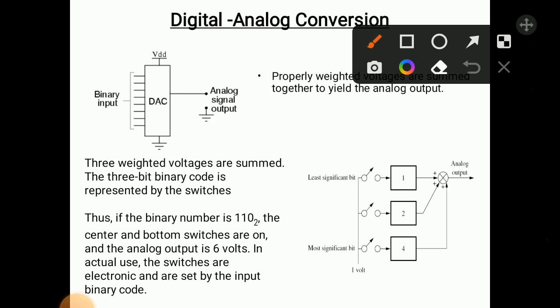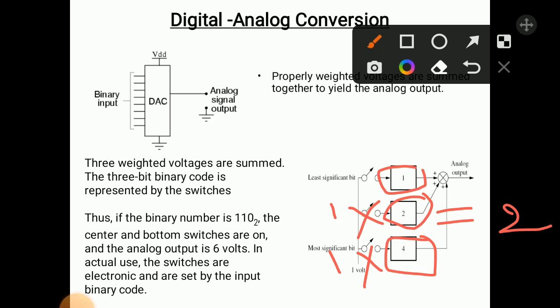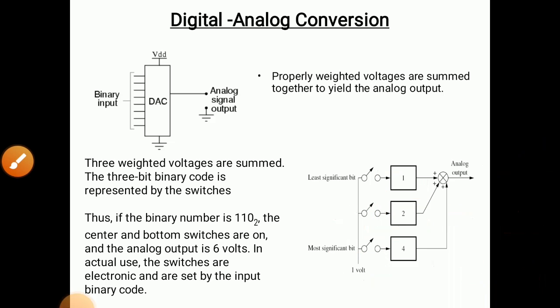Here you check the weights are given to the blocks. The weight of this block is 1, this block is 2, and this block is 4. If you multiply 1 into 2, you will get 2, and if you multiply 1 into 4, you will get 4, and the addition of these gives 6. So the analog output voltage will be 6 in this case. Like this we can calculate analog output voltage. In the actual case, the switches are electronic and are set by the input binary code.